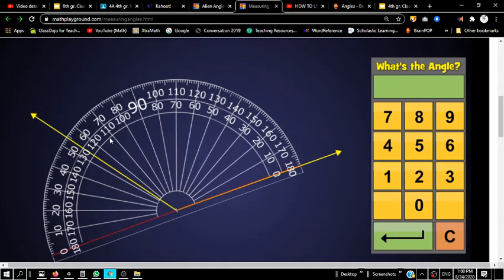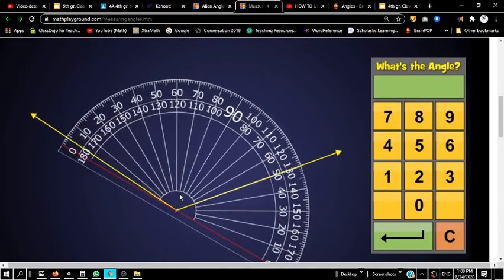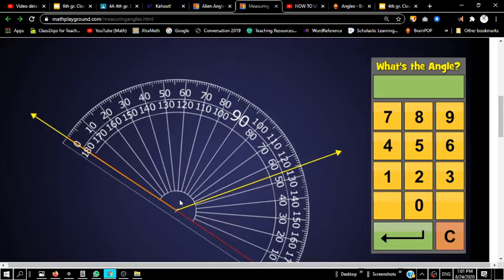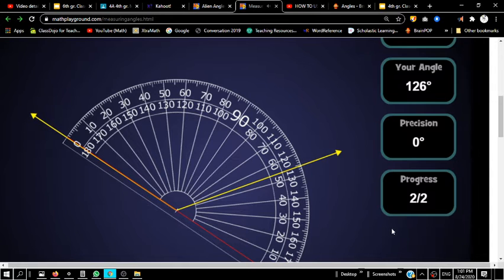126, I think it is. Let's move it over here to see if that's correct. Check the second part. 126. 0, 10, 20, 30, 40, 50, 60, 70, 80, 90, 100, 126. Yep. All right, I checked them both, and I got it.